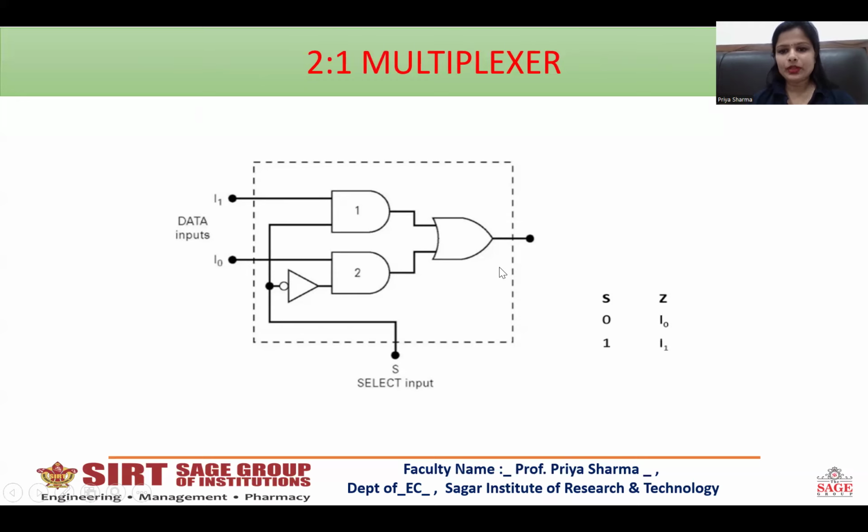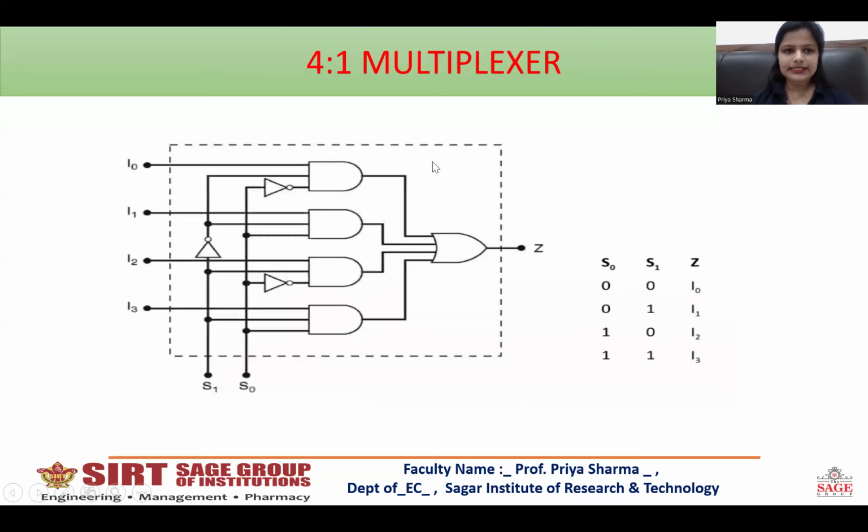and the output line will always be 1. The truth table for the 2 is to 1 multiplexer can be written as: when the selection line is 0, I0 will be connected to the output, and when the selection line is 1 or high, I1 is connected as the output.